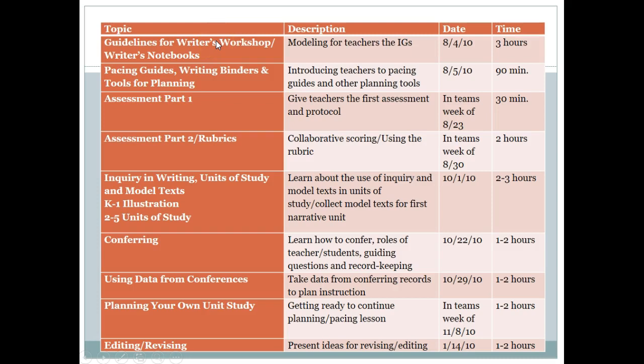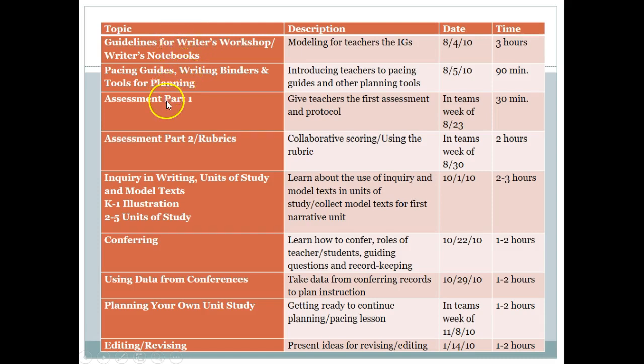What are the components of writers' workshop? What are the time allocations? What do these look like? What is writers' workshop? We need a consistent idea and definition of this. Then once we did that, the next day we talked about the how-to now. So, the pacing guides for topics, writing binders, other tools and materials for planning. So what it is and how it looks.